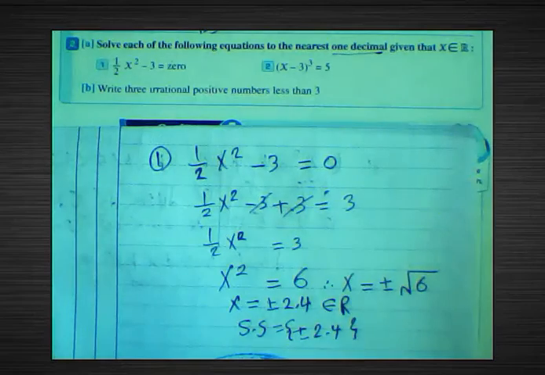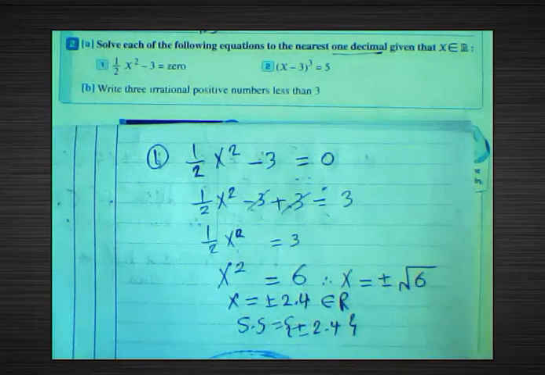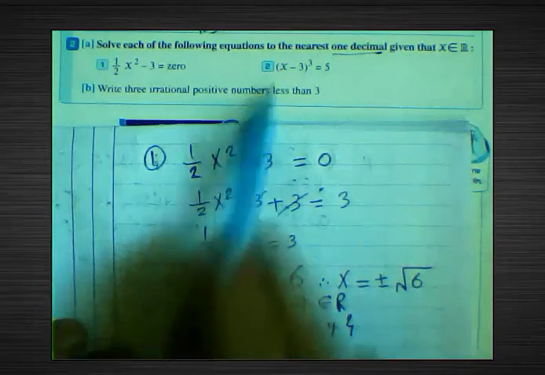Don't forget positive or negative. You must write positive or negative. If you write positive only or negative only, you will get the wrong number, and the result will be wrong. It's okay.